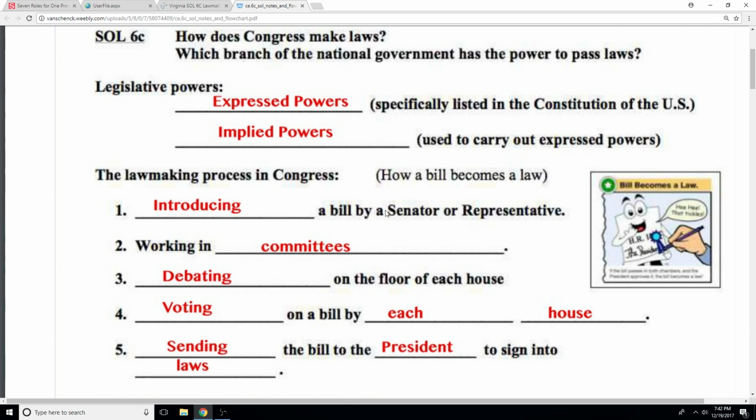So what is this called while it's going through, when it's in steps 1, 2, 3, 4? It is not a law yet. What is it called? And this is also going to be a test question. So it's not a law. What's it called? This should be a gimme.